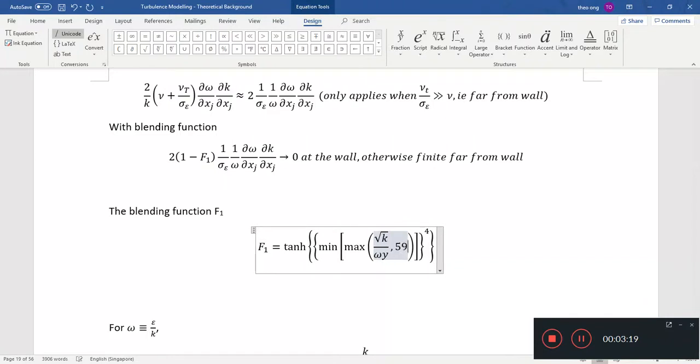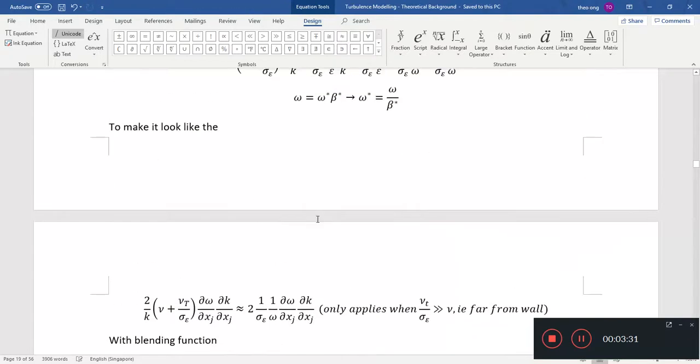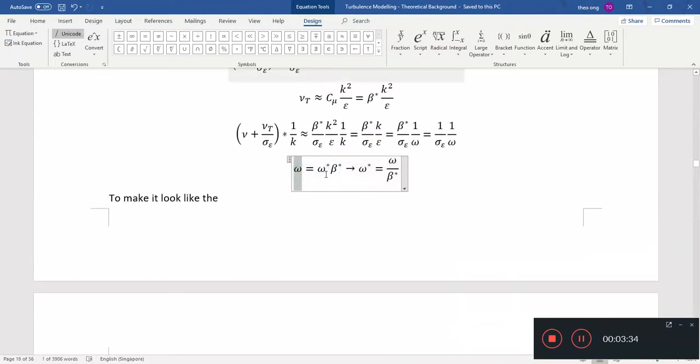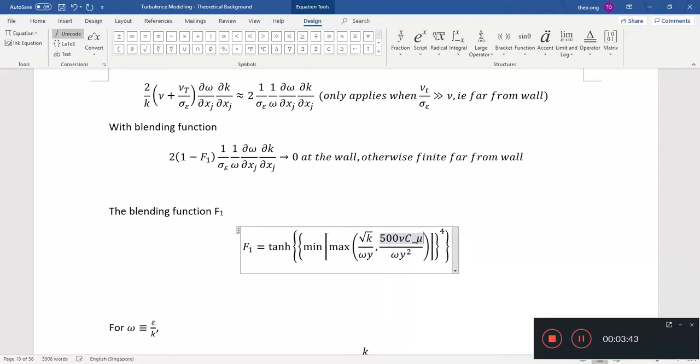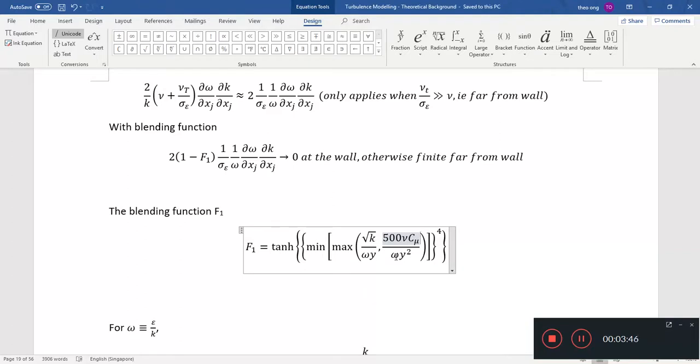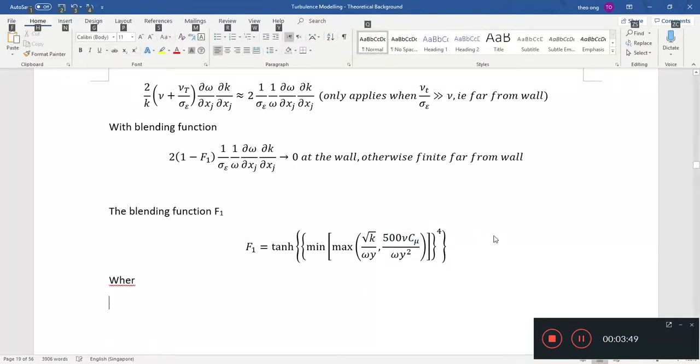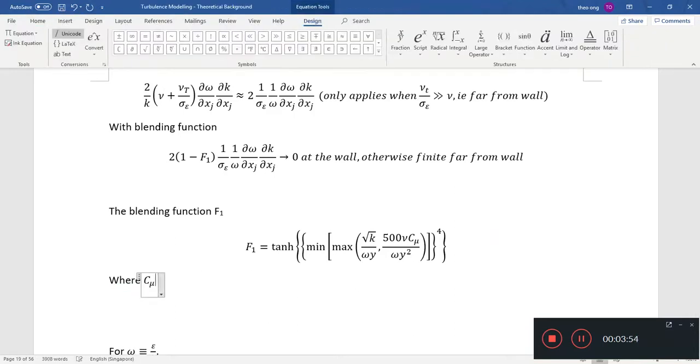Okay, so next one is 500 mu. Okay, 500 times the kinematic viscosity divided by omega y square. So there's omega star y square. So omega star is omega over beta star, or omega over c mu. So I'll just write omega, and then I'll put c mu on top, where c mu is equal to beta star.